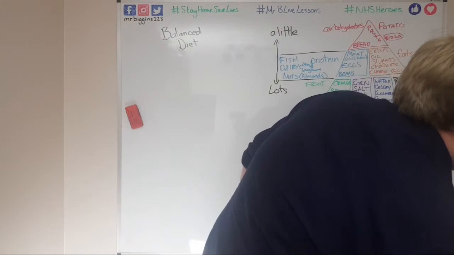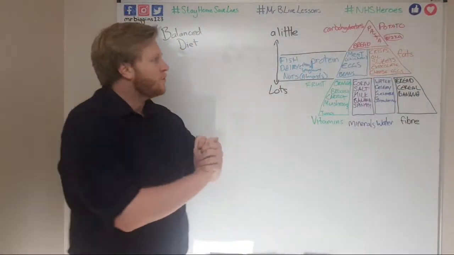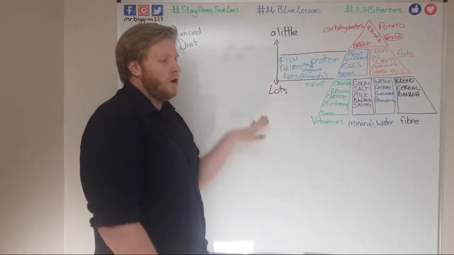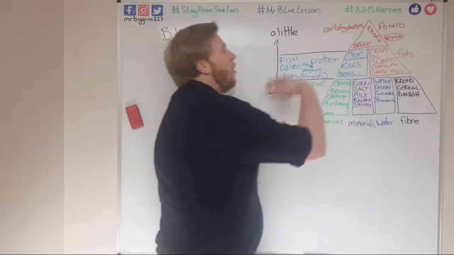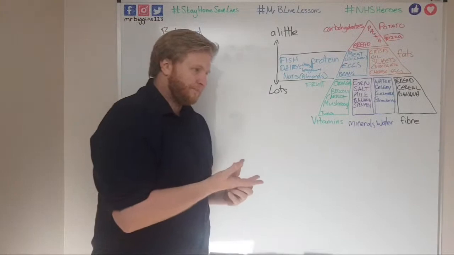Now you can see all different foods that we eat, all in the different sections. So like we mentioned before, these are the things that we need a little of, and these are the things that we need lots of. So we do need all of these types of food, but we need them in different quantities.